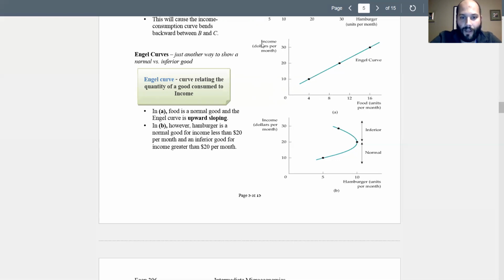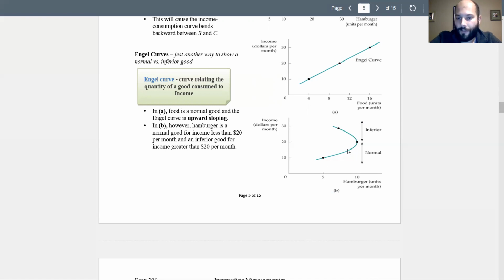And what we can say is that this is a way to show normal versus inferior goods, because for a normal good, the Engel curve will just be upward sloping like this. What's this saying? As we get more income, we demand more food. So that would be our normal good relationship. Income increases, we demand more of the good.